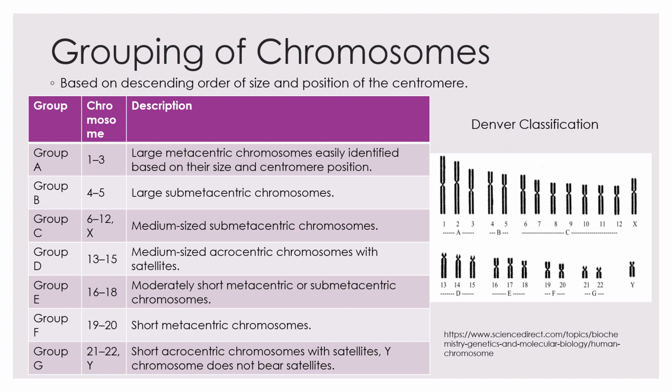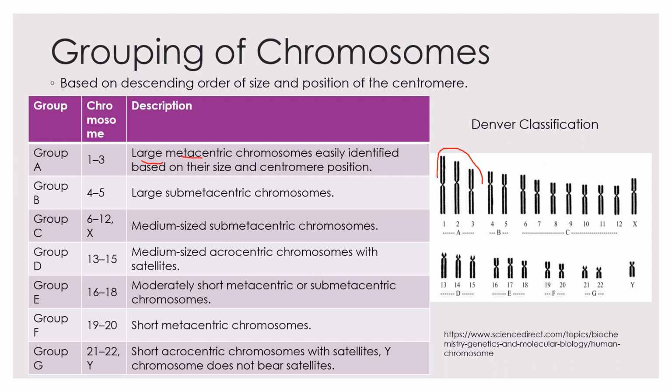Okay, and the groups are 7 in number from A to G: A, B, C, D, E, F, G. In this, if you look at 1, 2, 3, they look like metacentric. Of course, they are metacentric. 1, 2, 3 were classified as group A: metacentric, large. So large metacentric chromosomes.